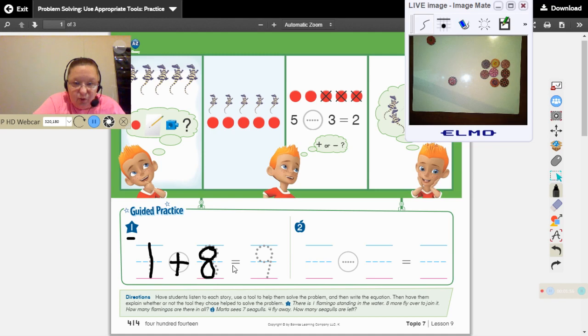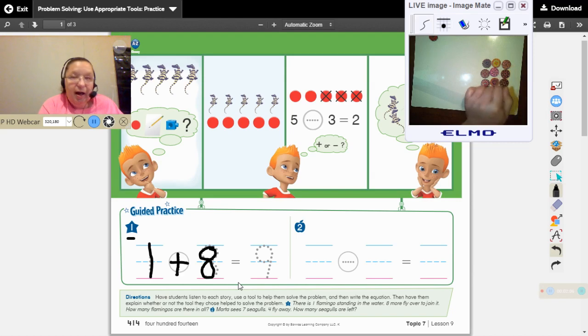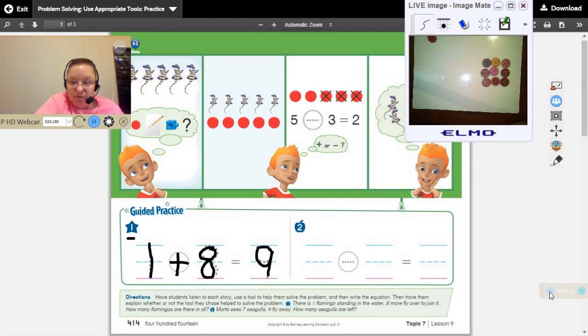They have our equal sign there. Remember, addition, we're taking these two groups and we're putting them together. So we put the 1 with the 8. And how many do we have all together? 1, 2, 3, 4, 5, 6, 7, 8, 9. We have 9 of them all together. So we are going to write our number 9 here.